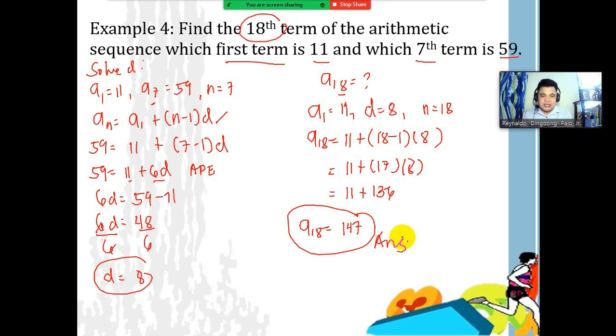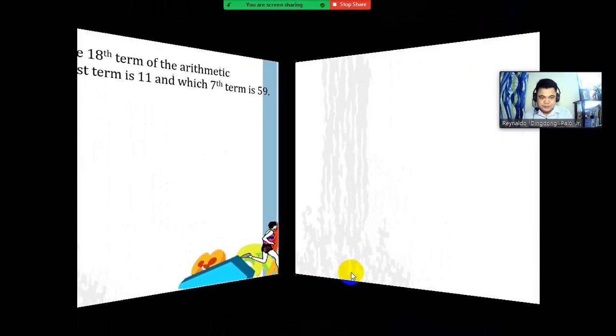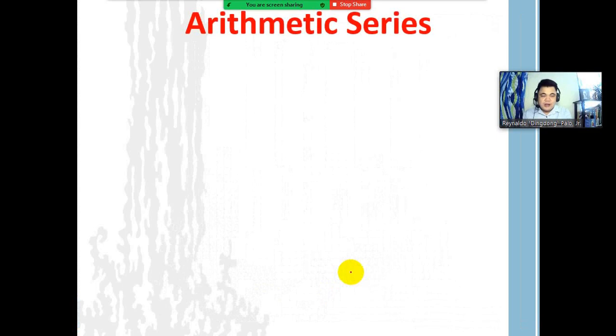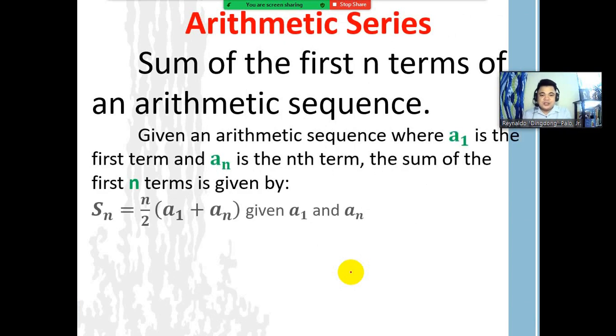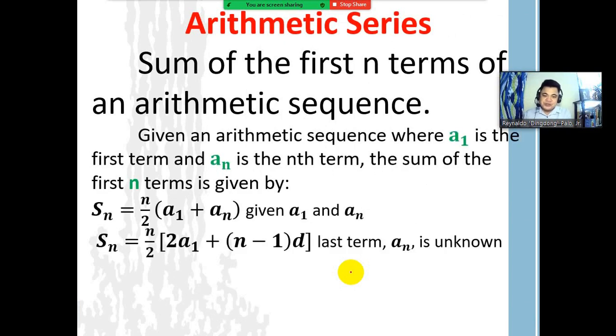Okay, next, let's talk about arithmetic series. Of course, in our previous discussion, when we say series, it's the sum. So in this case, since we're talking about arithmetic series, the sum of the first n terms of an arithmetic sequence is what we mean by that. Okay? So we have two formulas to use here.